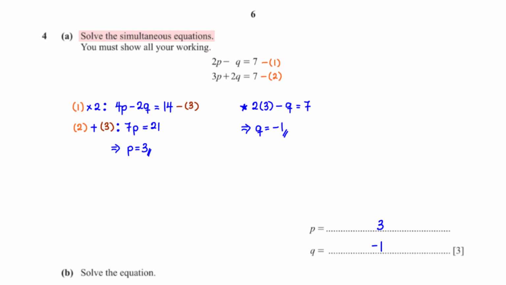So now we can eliminate q by adding equation 2 to equation 3. This gives us 7p equals 21. When we divide both sides by 7, we get p equals 3. To get q, we can plug in the value of p into any of the equations. Let's pick equation 1. This gives us 2 times 3 minus q equals 7. When we make q the subject, we get -1.